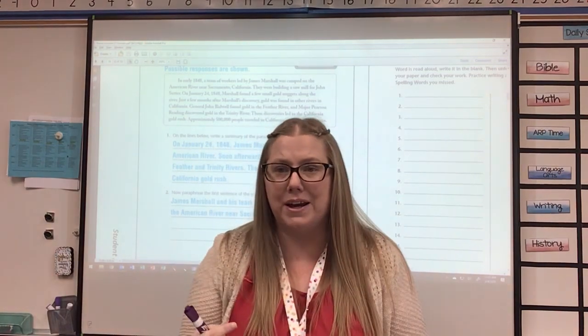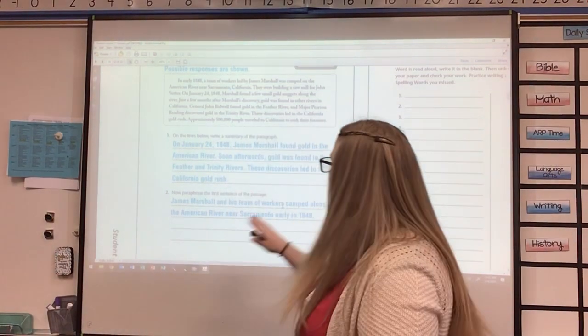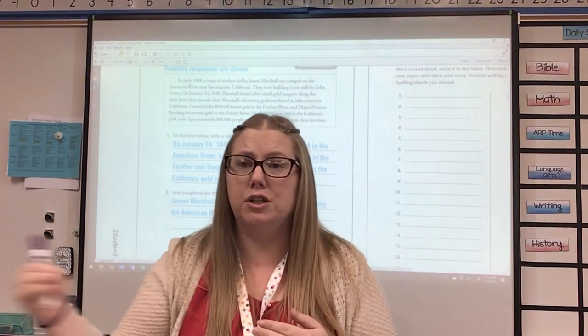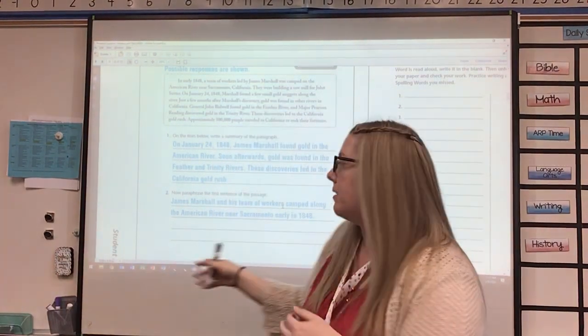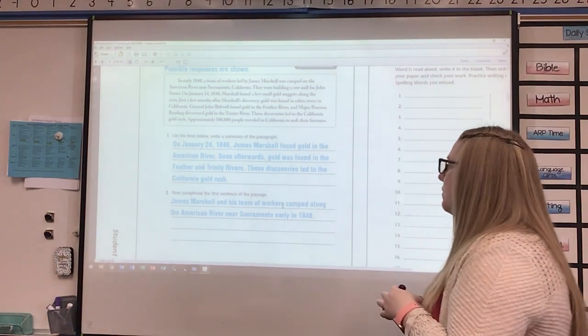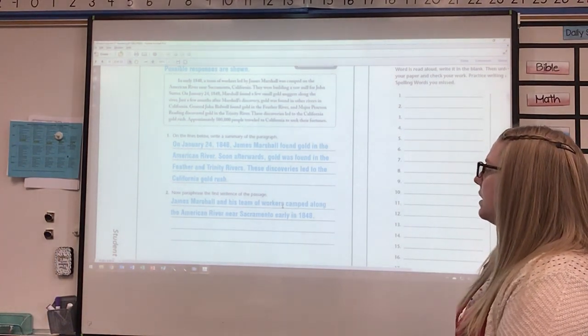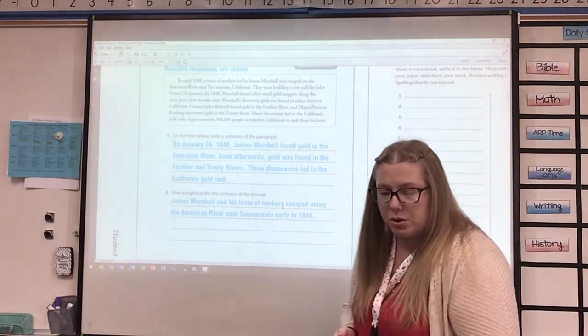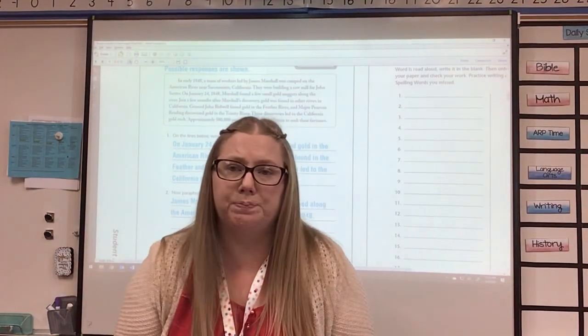Now, a paraphrase is shorter. See how much shorter? I should see a difference in your summary versus your paraphrase. So let's read the paraphrase. James Marshall and his team of workers camped along the American River near Sacramento early in 1848. Okay, so they chose to paraphrase the beginning.